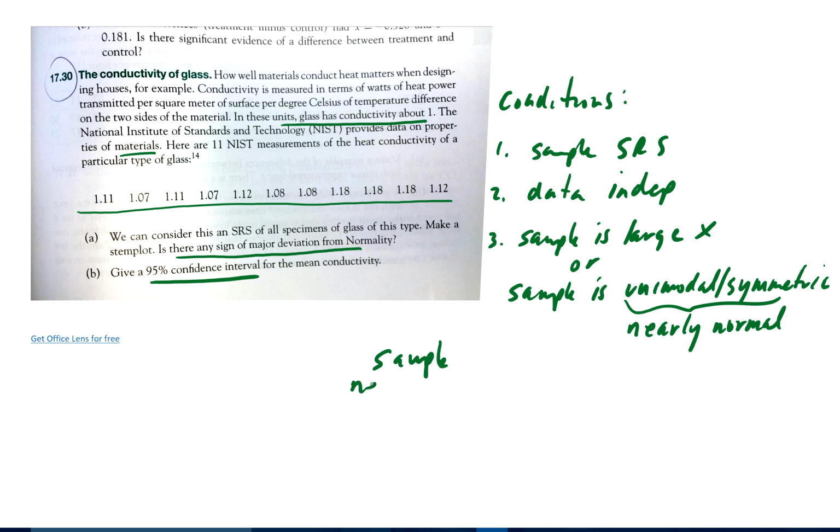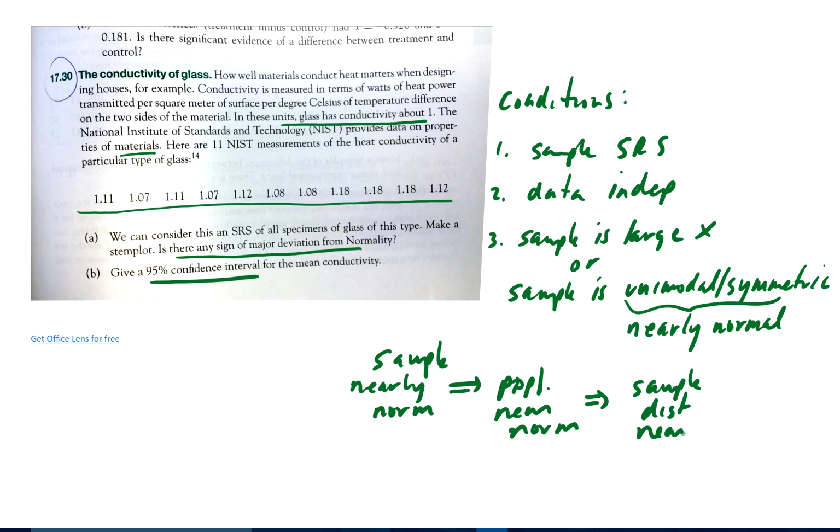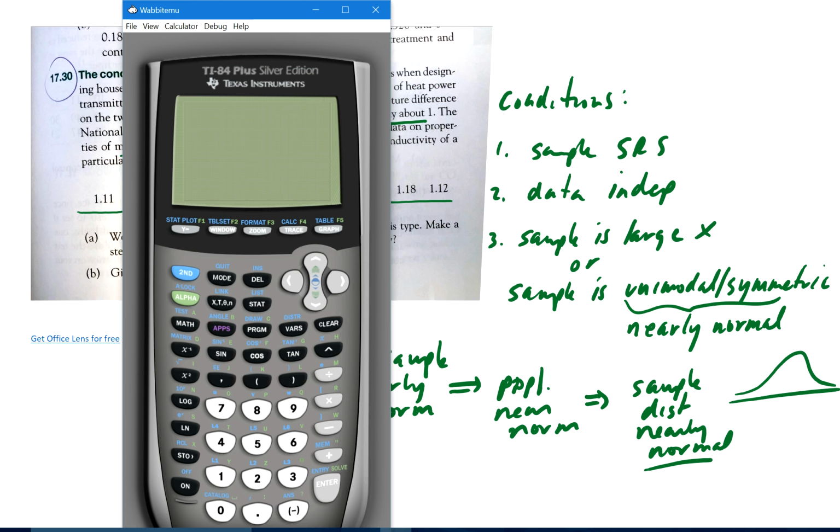Sample nearly normal implies the population nearly normal implies the sampling distribution nearly normal. And this is what we need, a sampling distribution that is nearly normal, to do this. So how do we do that? Well, we've got to graph those and go from there.